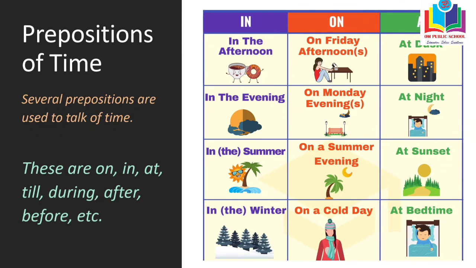The next type of preposition is called preposition of time. Preposition of time shows when something happened, like on, at, in, till. Like, I had a cup of coffee in the afternoon. I do my homework on Friday afternoons. I came home at dusk. Now try to make sentences with these other prepositions given in the picture. You can pause the video here and try to make the sentences now itself so that you can practice.